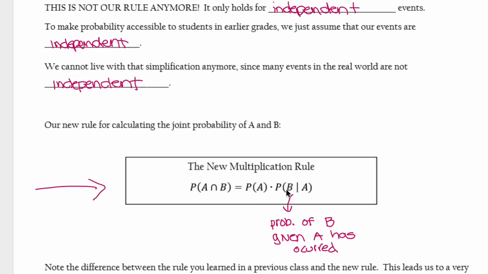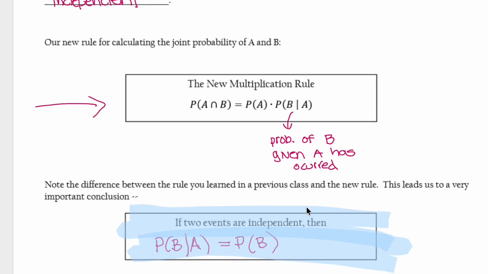And this probability of B slash A means the probability of B given A has occurred. Note the difference between the rule you learned in a previous class and the new rule. This leads us to a very important conclusion. If two events are independent, then the probability of B given A has occurred is equal to the probability of B. And that makes sense, right? Because think about that. If B and A are totally independent of each other, then even though we add a prerequisite condition, it doesn't really matter, because in any scenario they will always be independent. They won't affect each other's probability.